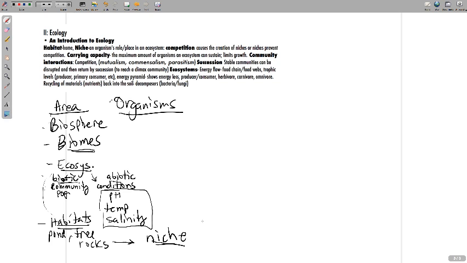And then niche was another concept we talked about. And niche is, remember, basically the role of the organism. So the organism's role in the environment. So is it a predator? Is it a top predator? Is it food for something? Does the organism sort of control the population of another one?